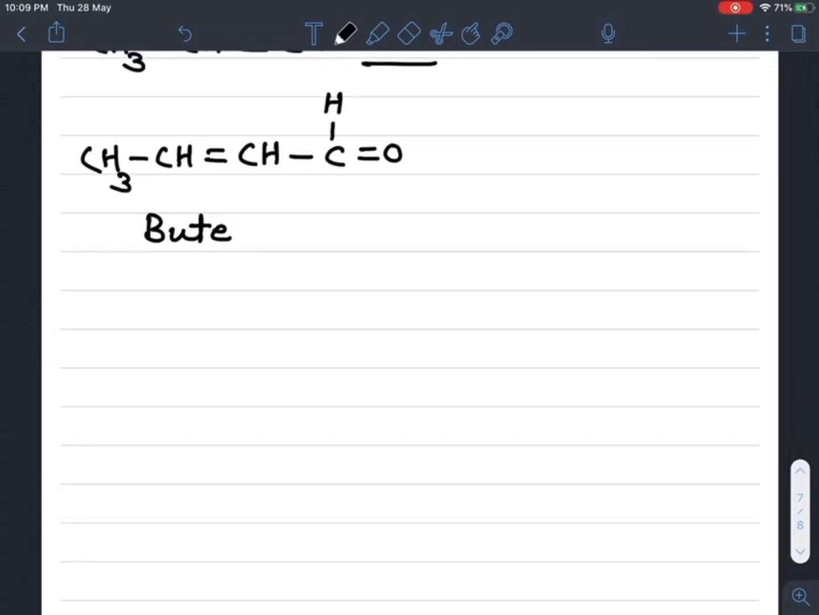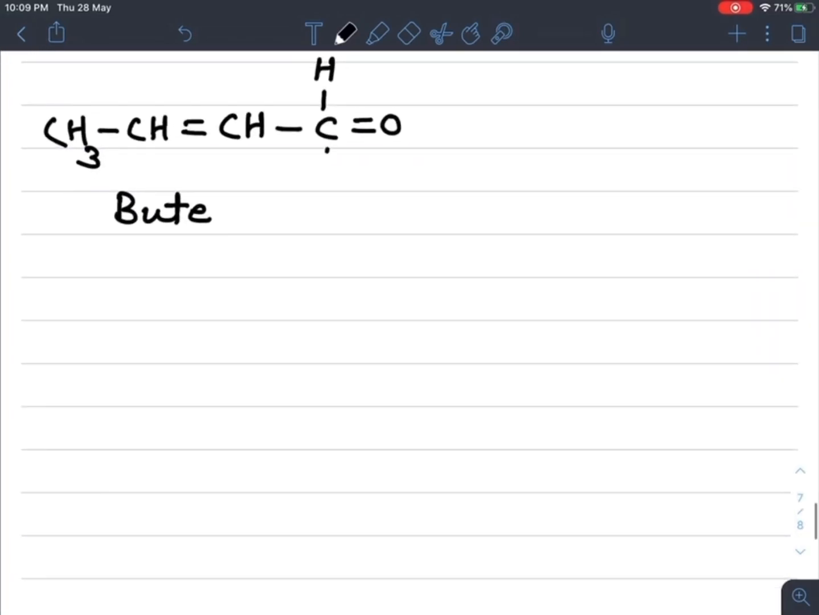If we number the chain, this is carbon number 1, 2, 3 and 4. So give its IUPAC name. 2 functional groups are there, the aldehyde group and the alkene group. If we number the chain from this side, which gives the minimum possible number to the aldehyde, then at position 1 the aldehyde group and at position 2 the alkene group is present. So butene and aldehyde group.